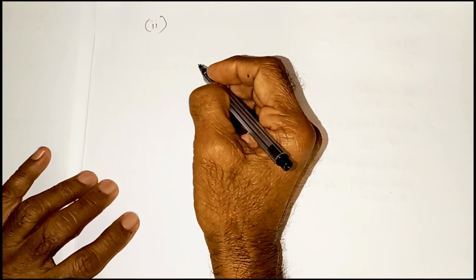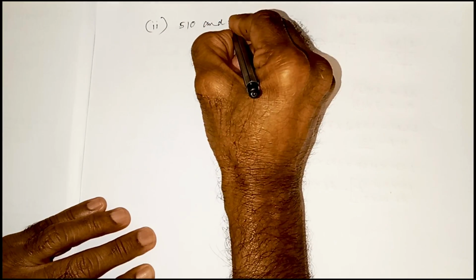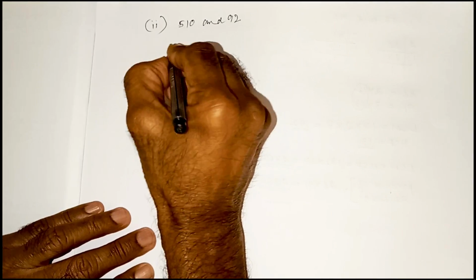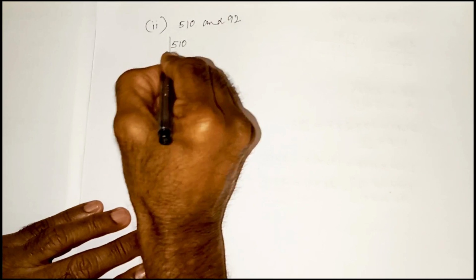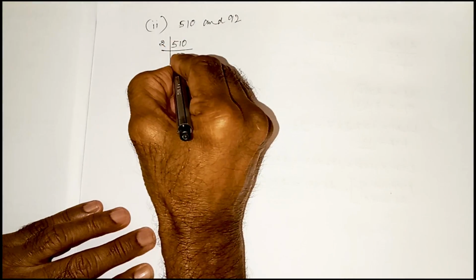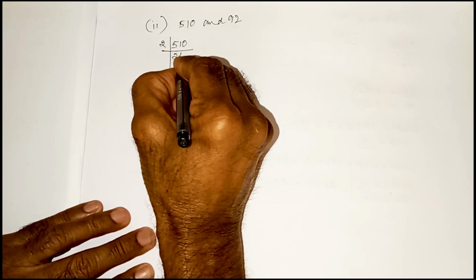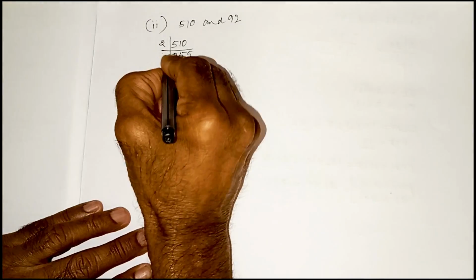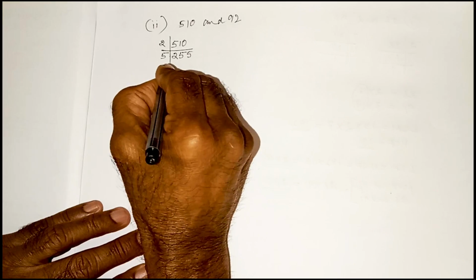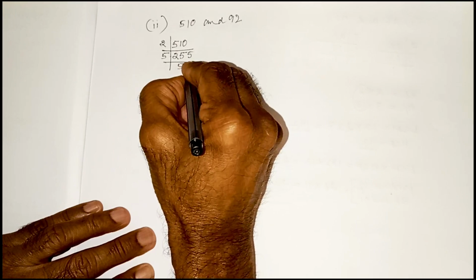Now the second sub question is 510 and 92. What we do now, we find out the factors of 510 first. We put blocks like this. Try with 2, 2 into 5 is 10, and you get 11. Again 2 into 5 is 10. Further you have to try only with 5. 5 into 5 is 25, 5 into 1 is 5.